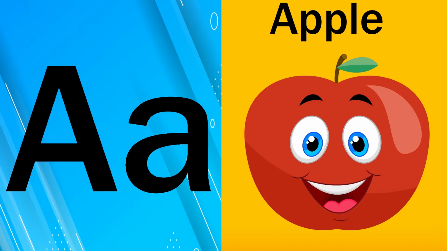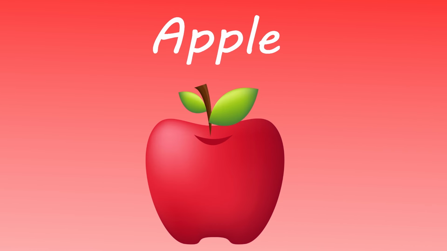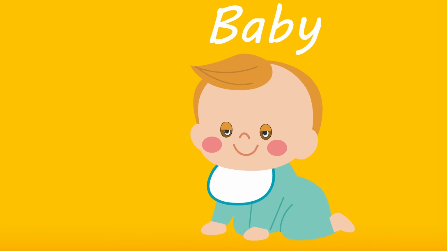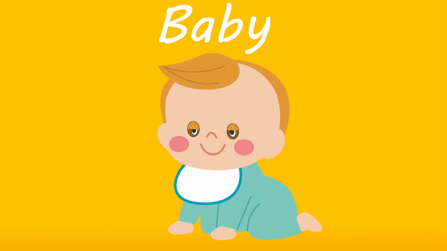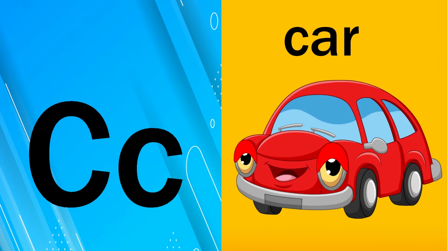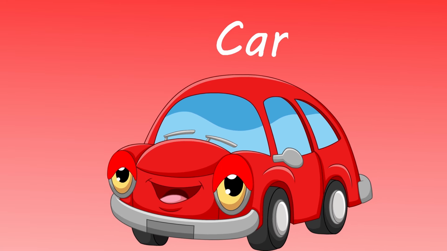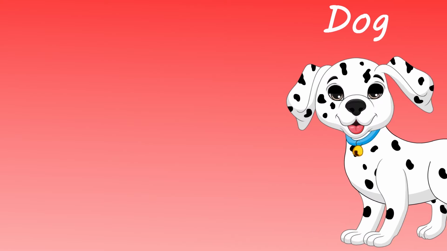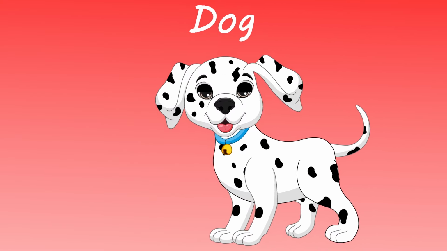A for apple, a, apple. B for baby, b, baby. C for car, k, car. D for dog, d, dog.